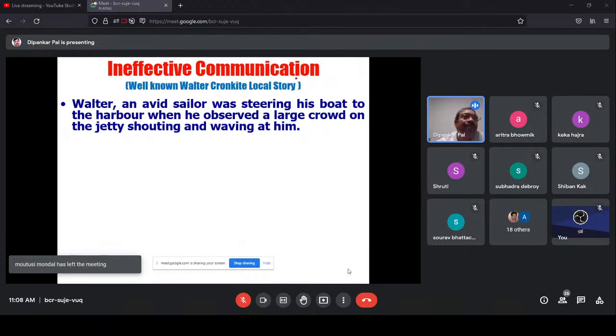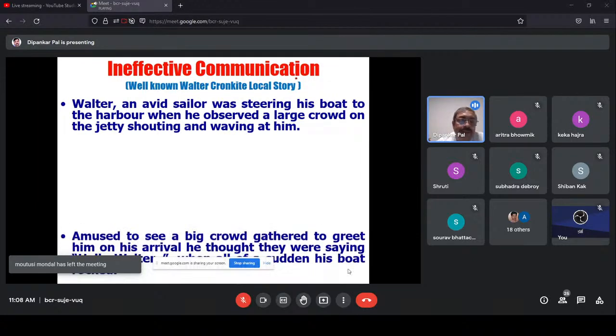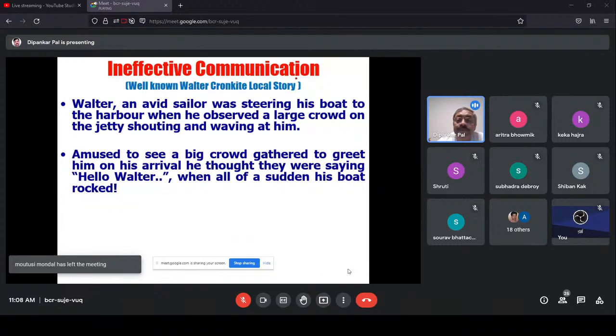So he thought that they are trying to greet him because he has come back and he's a very well-known sailor and all that. Then suddenly, amused to see the big crowd gathered to greet him on his arrival, he thought that they were saying, "Hello, Walter," just waving and saying, "Hello, Walter," when all of a sudden his boat rocked. The boat rocked. And when the boat rocked, immediately he realized they were actually not saying, "Hello, Walter." They were saying something else. They were telling, "Low water." Because when the boat was sailing towards the dock, there was a place where there was very low water. So the bottom of the boat hit the rock, which is there at the bed of the river or the bed of the sea. And that's when the damage happens.